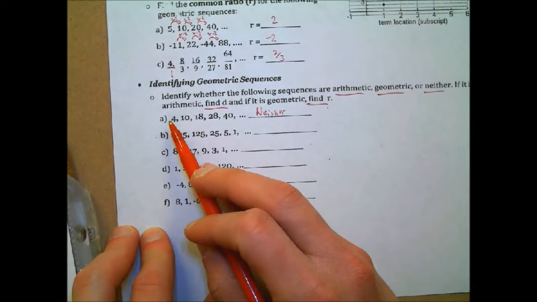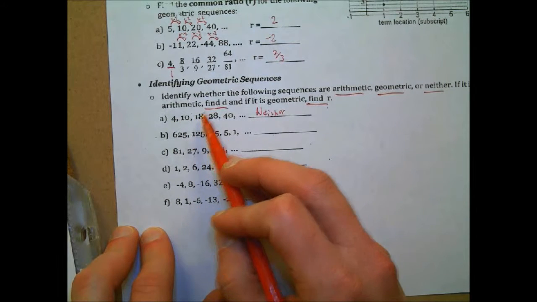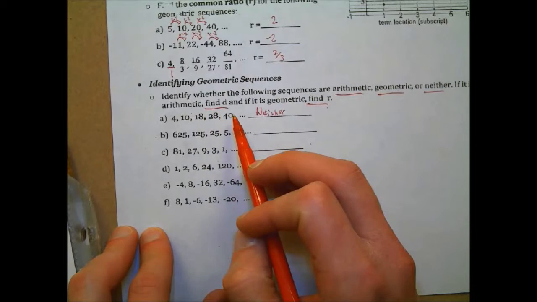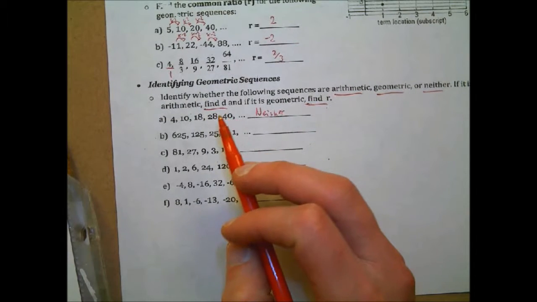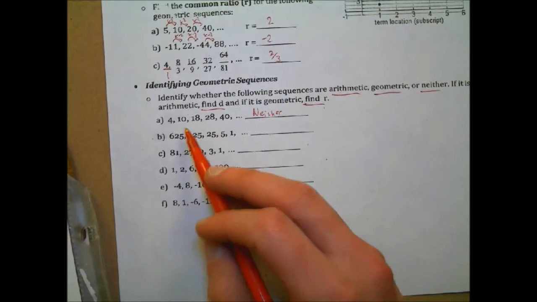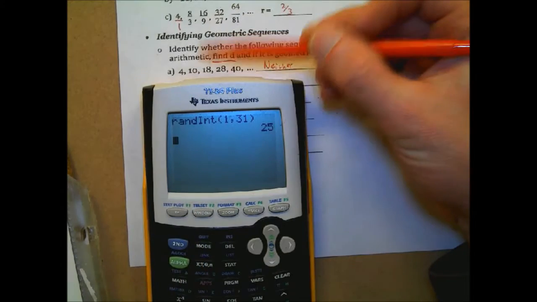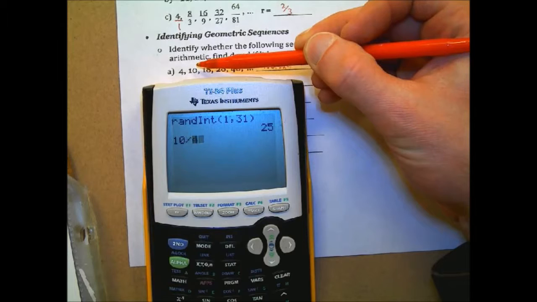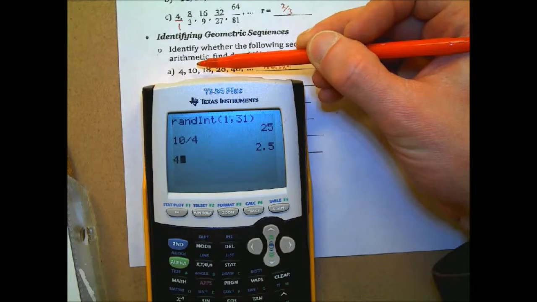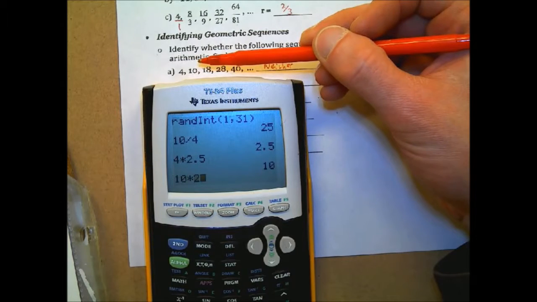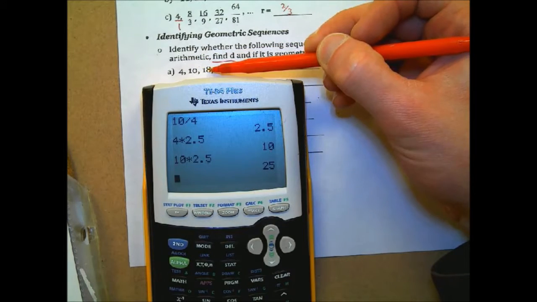It's plus 4, then plus 8, then plus 10. Oh, sorry, plus 6, plus 8, plus 10, plus 12. So we're not adding by the same amount each time. We could try multiplying here too. Again, to check what you're multiplying by, take your second term, divide by that first term, you get 2.5. So in other words, 4 times 2.5 gives us 10. But then 10 times 2.5 does not give me 18, it gives me 25. So it's not geometric either, so it's neither. Okay?